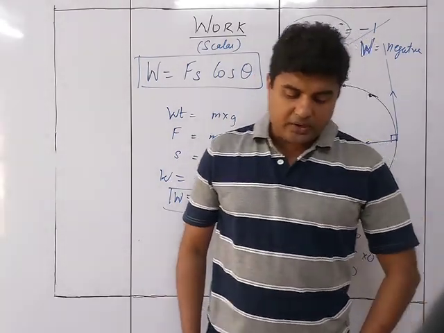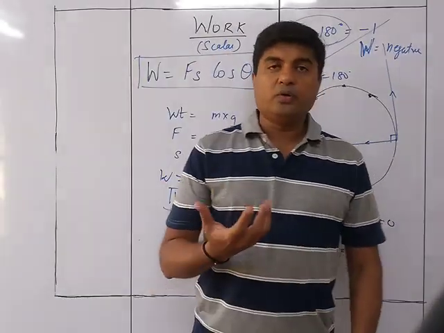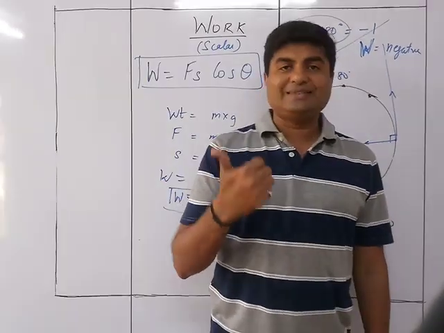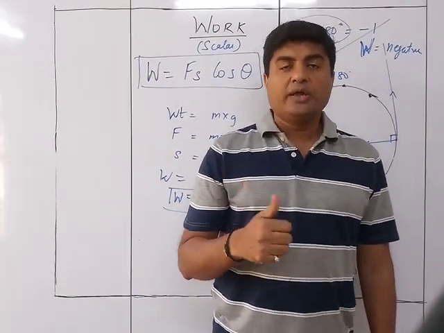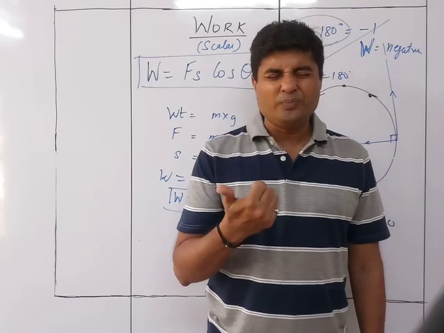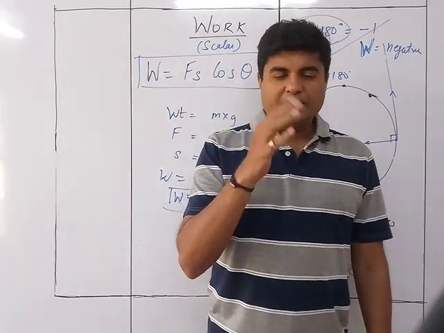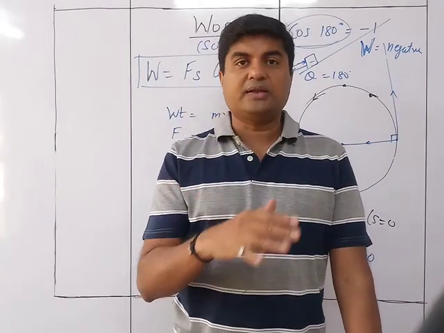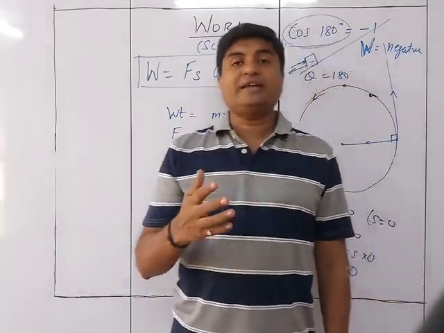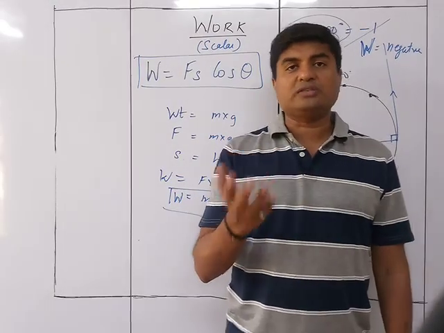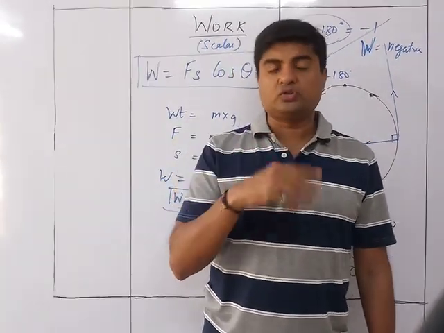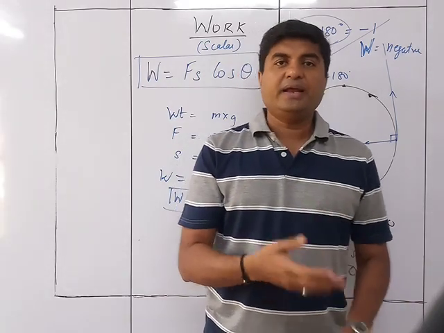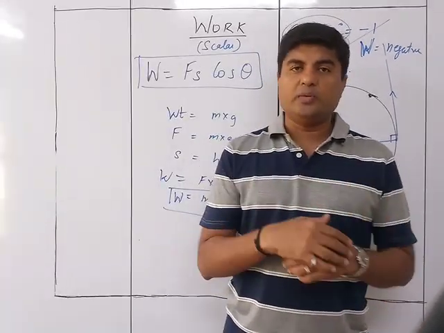So you find over here that there are three conditions. If cos theta is 0, that is cos 90 is 0, therefore it is perpendicular, then the work done will be 0. If cos theta is equal to 1, that is when cos 0 is equal to 1, so if theta is equal to 0 degrees, then the work done is equal to F into s. And if it is 180 degrees, the work will be negative.